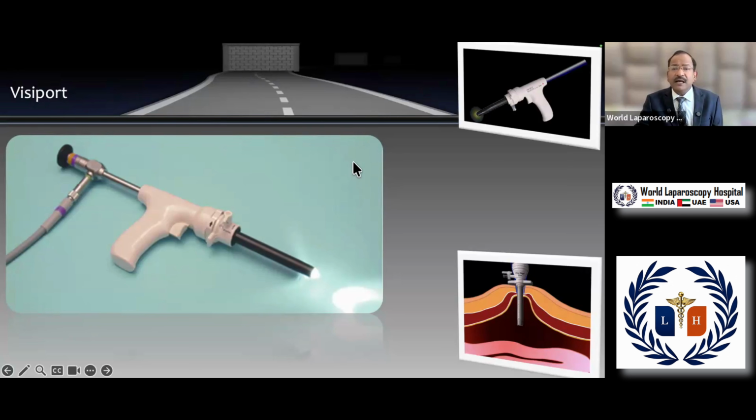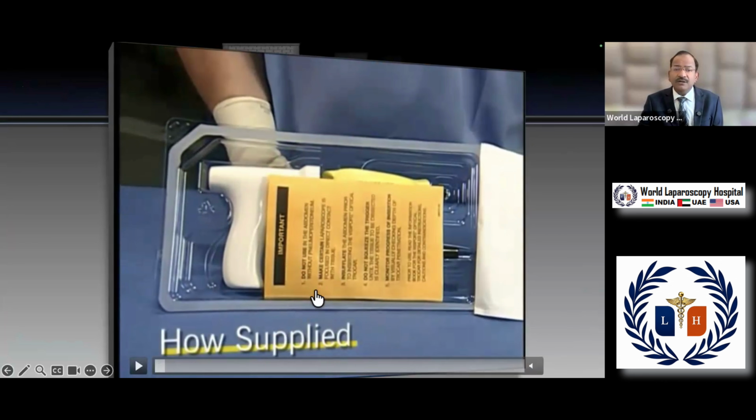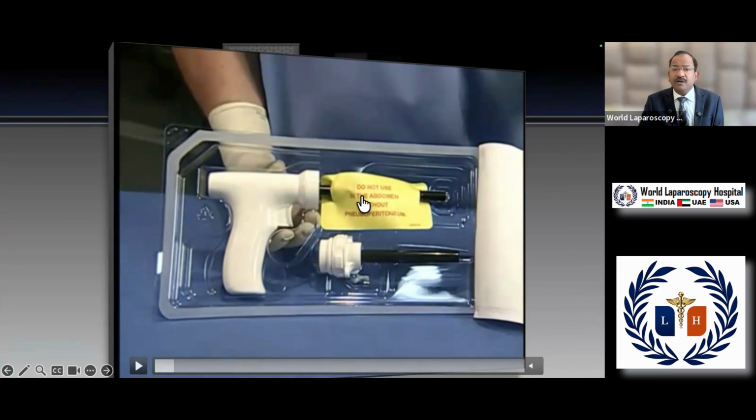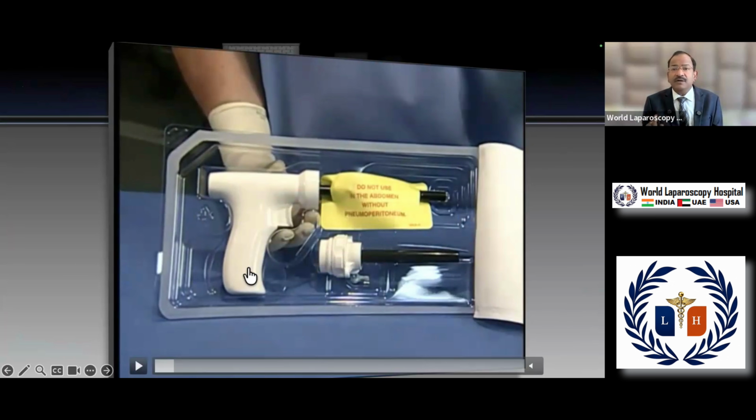And then they say you must put a chit inside, and this chit is inside. Do not use in the abdomen without pneumoperitoneum. A strict warning. 2 chits are there. Again here, do not use in the abdomen without pneumoperitoneum. Don't think that because this is a VG port, you can put it in directly. If you put it directly, this also will perforate the bowel. Direct trocar insertion is not good.